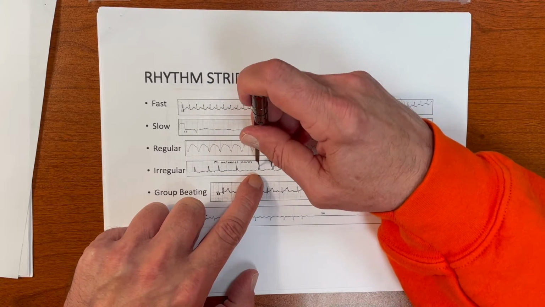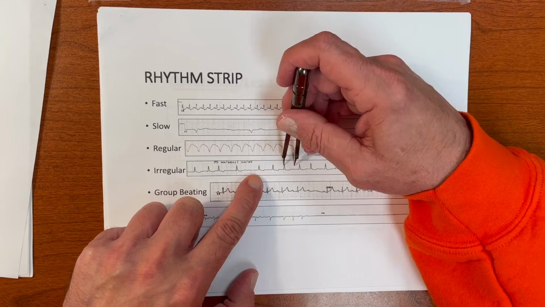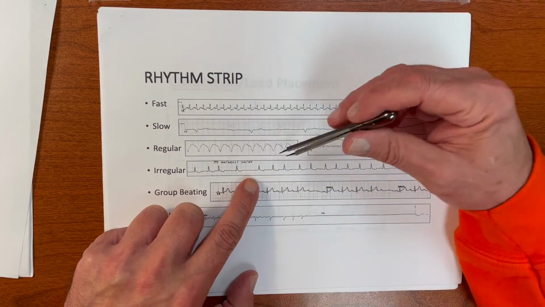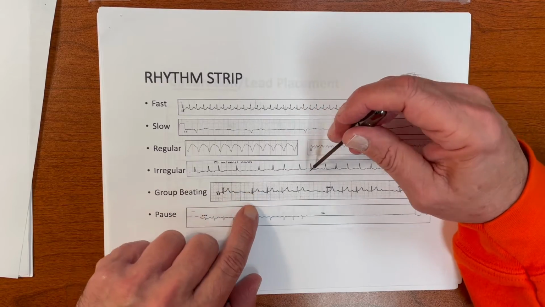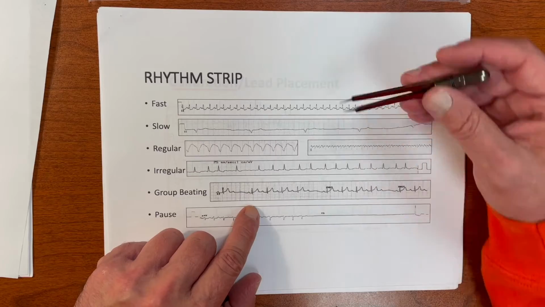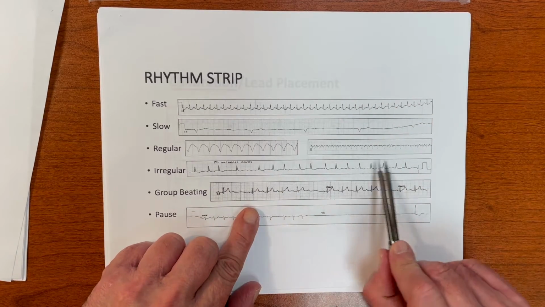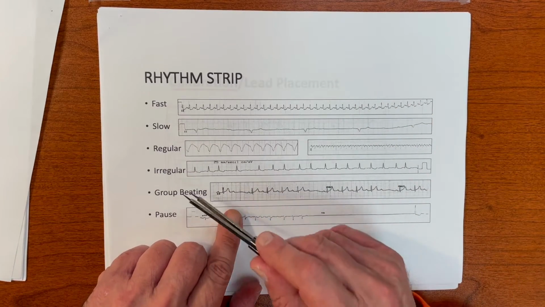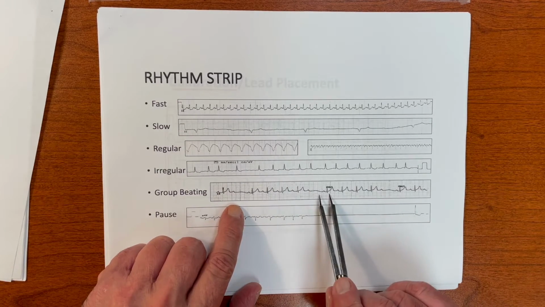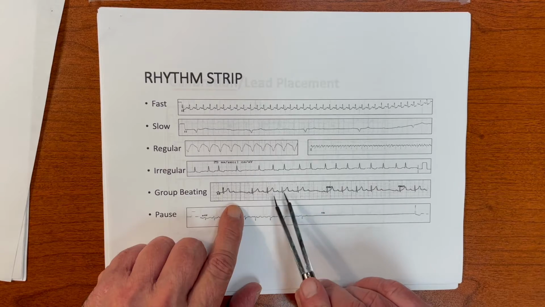And we see on and on, I'm continually changing my calipers versus up above, where I don't have to change anything. So regular versus irregular. Then group beating, this is a very easy concept. Well, this looks irregular and chaotic. This is irregular, yes, but what gets your attention is not irregularity, but that everything occurs in groups.